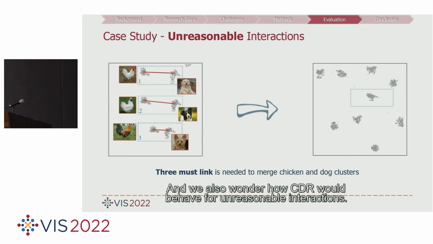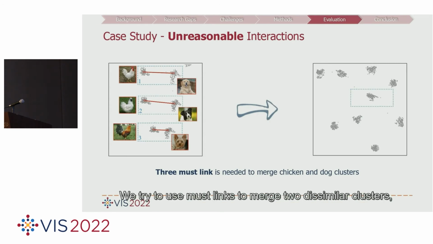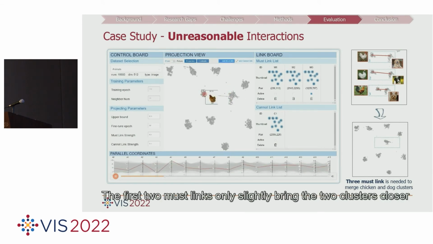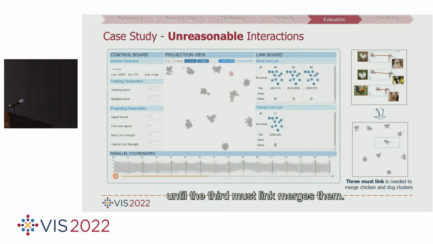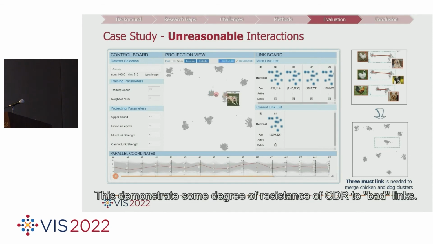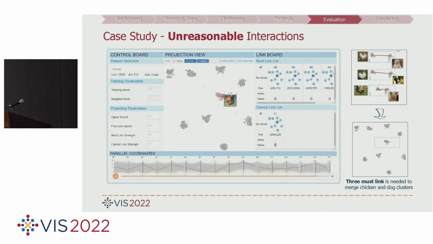And we also wonder how CDR would behave for unreasonable interactions. We try to use must links to merge two dissimilar clusters, the chickens and dogs. But it often requires three or more links. The first two must links only slightly bring the two clusters closer, until the third must link merges them. This demonstrates some degree of resistance of CDR to bad links.